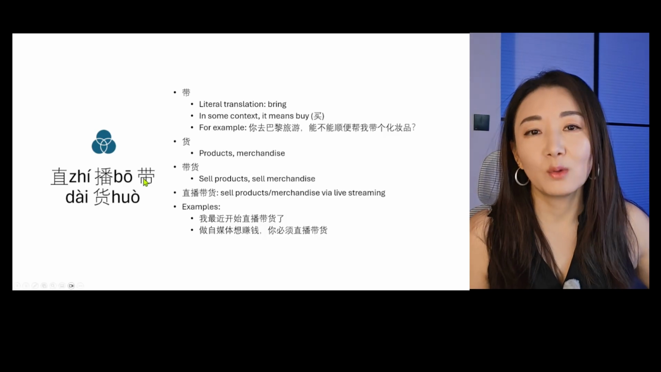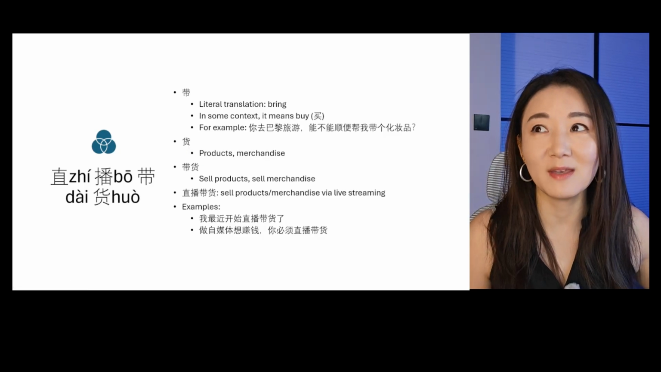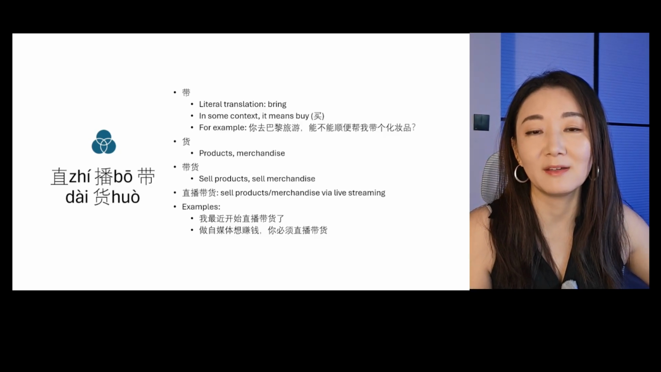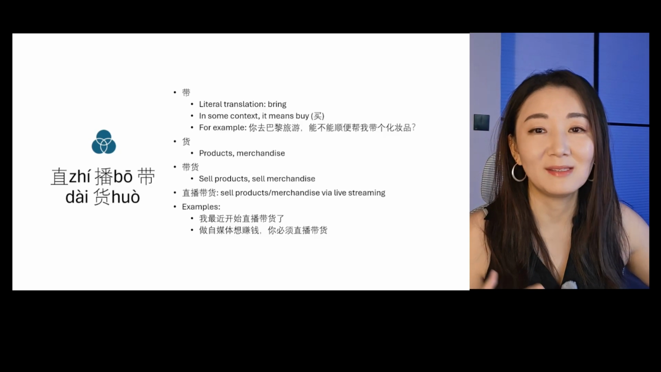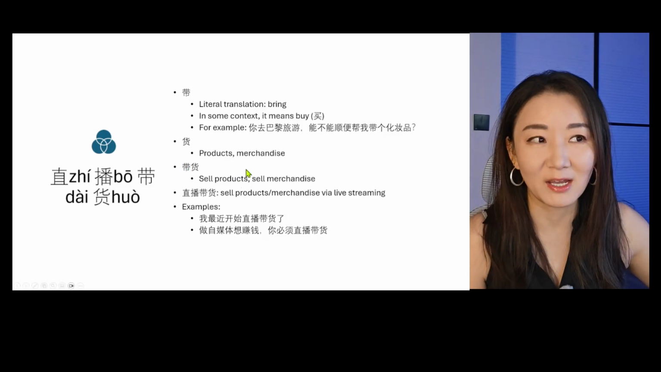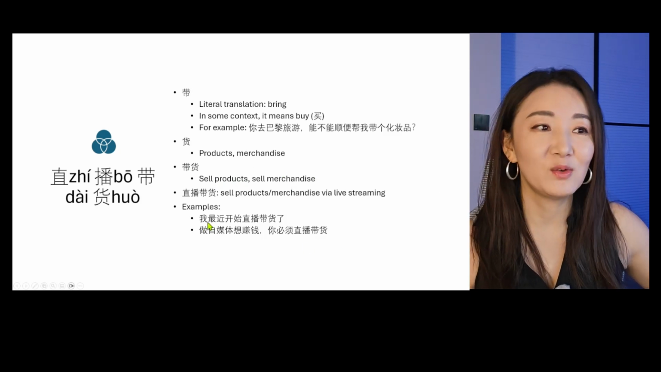带货 What does 货 mean? 货 means products or merchandise. When we talk about 带货, we mean buy for others. So here, if we look at 带 from the perspective of the live streamer, we mean sell. Right? It's complicated. 直播带货 means sell products or sell merchandise via live streaming. Take a look at 2 examples.